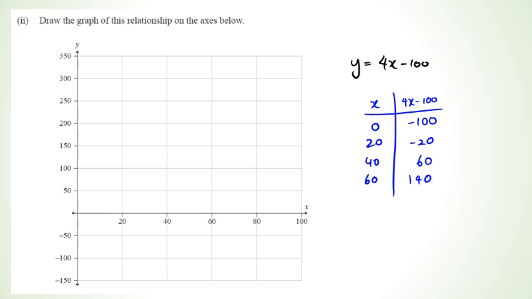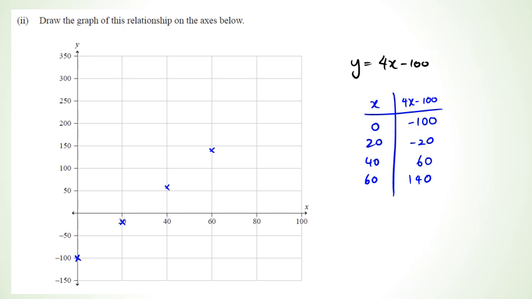Okay, and basically just plot those points. So at 0, it's going to be negative 100. At 20, it's going to be negative 20, somewhere there. At 40, it's going to be 60. At 60, it's going to be 140. And you should be able to draw this as a line.